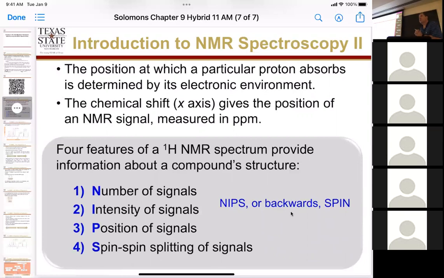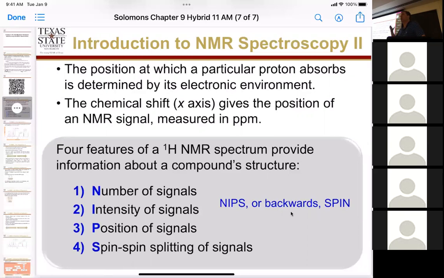Okay, so the most important thing for you in proton NMR is these four things. We need to look for these four things. If you ask yourself these four questions: how many signals do I have? What's the intensity of the signals? What is the position of the signals? And what is the spin-spin coupling? You should be able to identify compounds just by those.